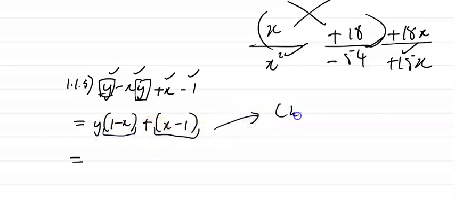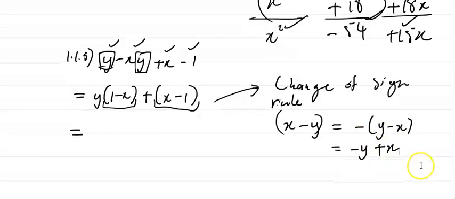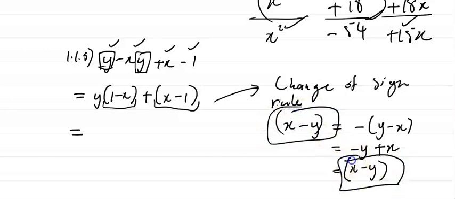So over here, we need to do what we call the change of sign rule. The change of sign rule works like this: if I've got x minus y, it will equal minus into y minus x. If I remove a minus sign here, see what happens. Minus times y is minus y, minus times minus x is plus x, which leaves me with x minus y. So if you want to swap two terms around, you just change the sign in front of the bracket. So it's y into 1 minus x, and then minus, so it's 1 minus x. Now it'll be minus times 1 is minus 1, minus times minus x is plus x.